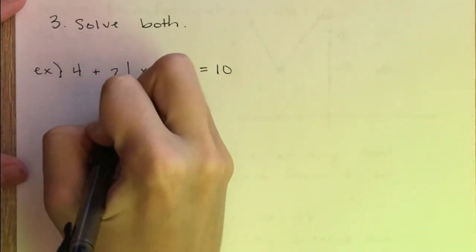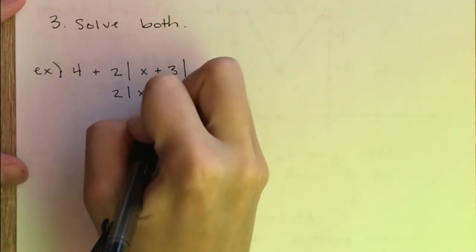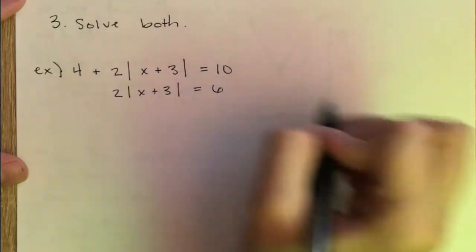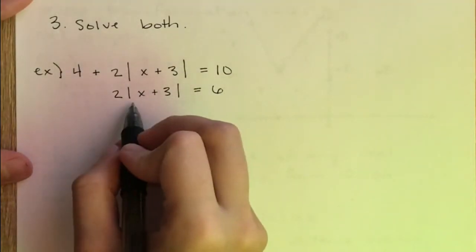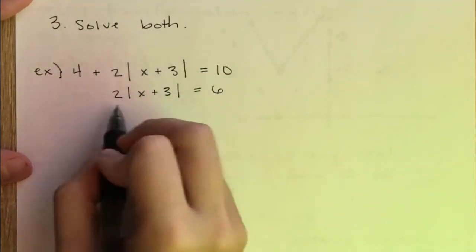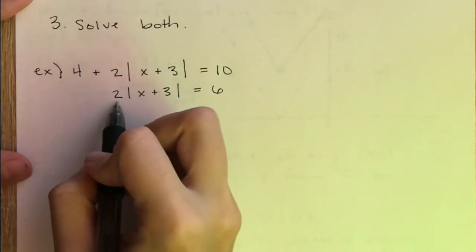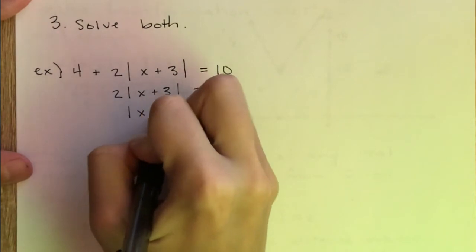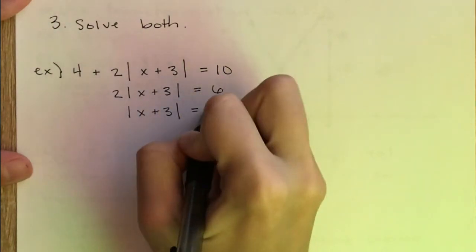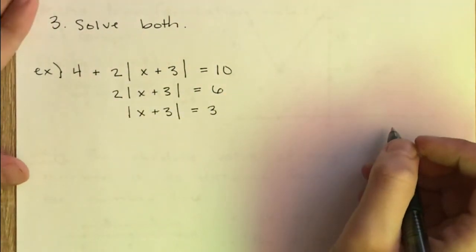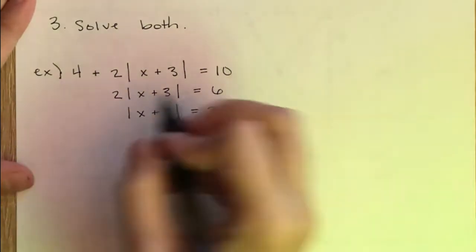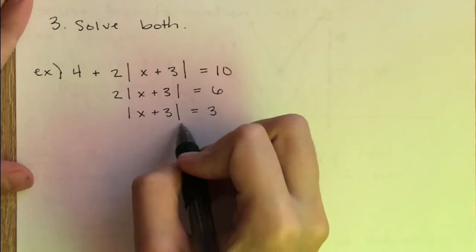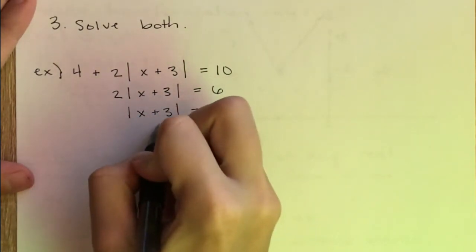So we start with 2 absolute value x plus 3 equals 6. Okay, now we're almost alone. The absolute value is almost alone. We have to get rid of this 2, so we should divide. So we divide both sides by 2, and we end up with absolute value x plus 3 equals 3. Now our absolute value is isolated, so we can go ahead and split.